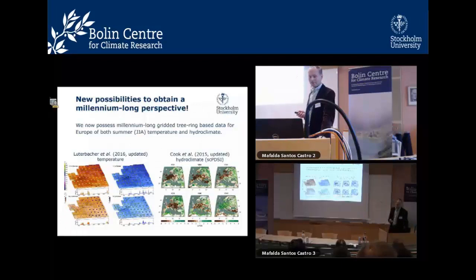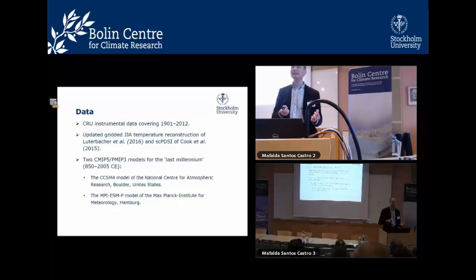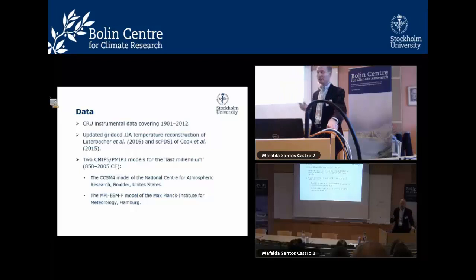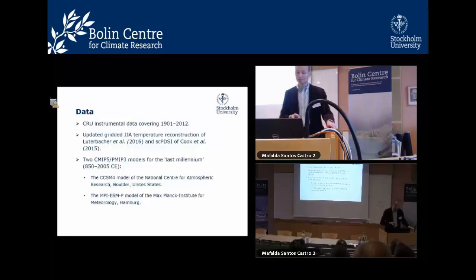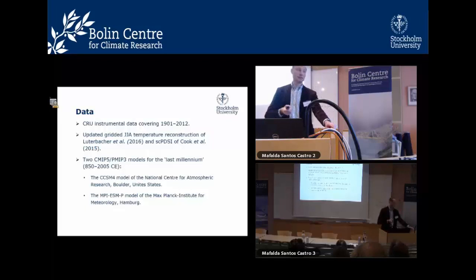The data we'll look at is the high-resolution instrumental data from CRU. We also look at early instrumental data from the late 18th century, covering the 19th century, as independent verification. And also these two updated tree ring-based products, one for summer drought and one for summer temperature. Then we selected the two CMIP5 climate models with the highest resolution possible, because to simulate hydroclimate well, you need high resolution in the models.